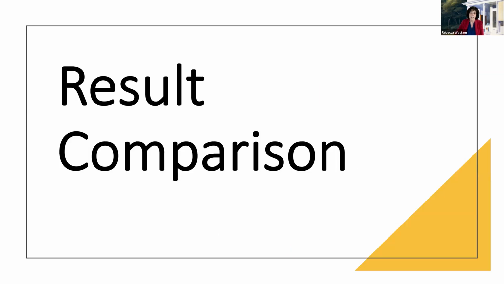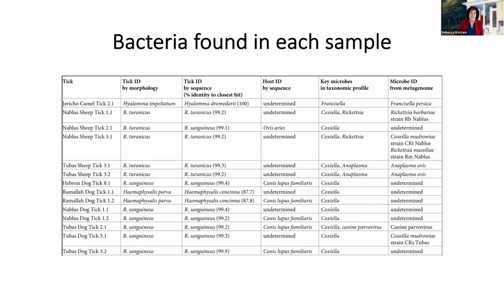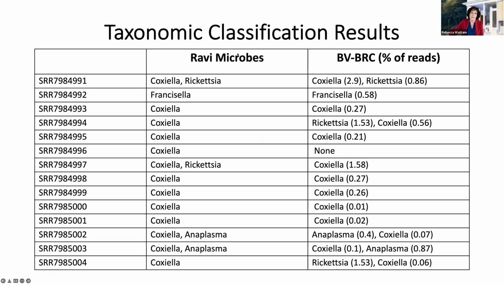So let's look a little bit at the results. For taxonomic classification, remember this showed you the ticks, the tick morphology, sequence, host, and the key microbes in that, and also from the metagenome. But let's look at the microbes. Remember, they used Centrifuge, we used Kraken 2. For each of these accession numbers, this is what they found within them, and this is what we found within them. And I went through and also looked at the percent of the reads that mapped to each of these.